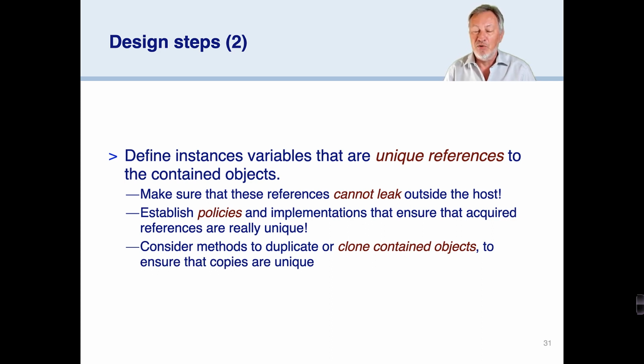That means, for example, if you do need to pass the value of an object, you need to copy it or clone it, so you don't accidentally leak a reference to this thing which only I am supposed to have access to. And you may need to have methods to duplicate or clone the objects if you do need to pass them outside.